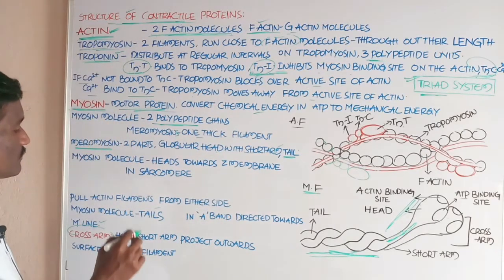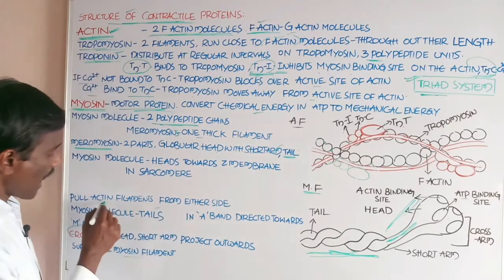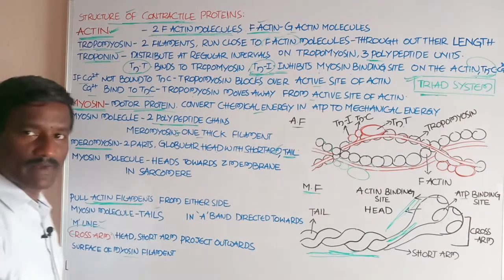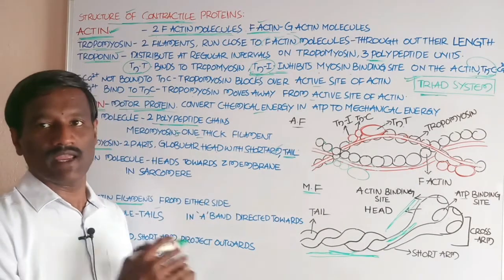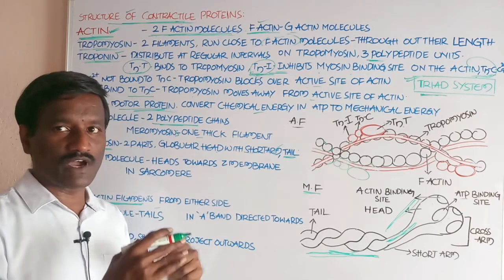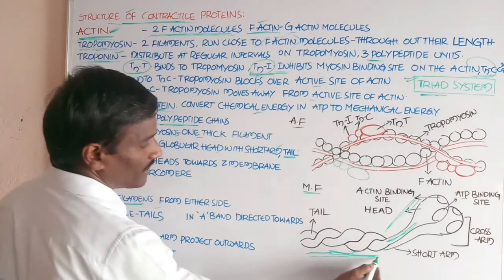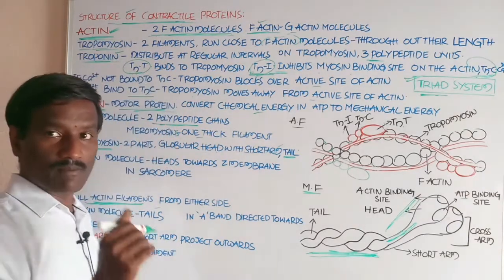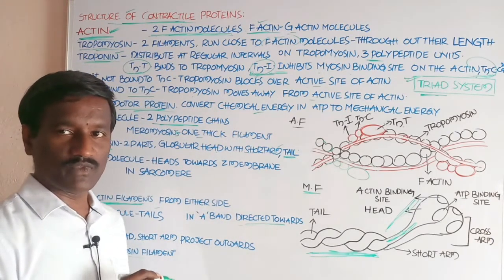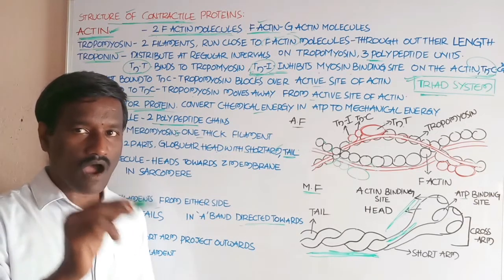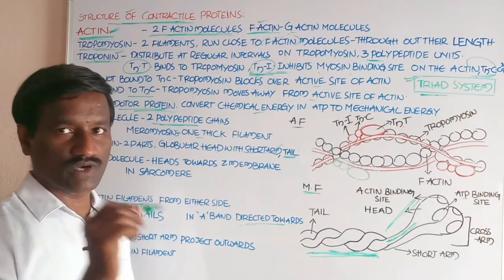In the sarcomere, the heads of the myosin molecules pull the actin filaments from either side towards the M line. At that time, the muscle fiber goes to contraction. Next, the tail part of the myosin molecules present in the A band is always directed towards the M line. It is very, very important. Tail part towards the M line, heads towards the Z membrane.